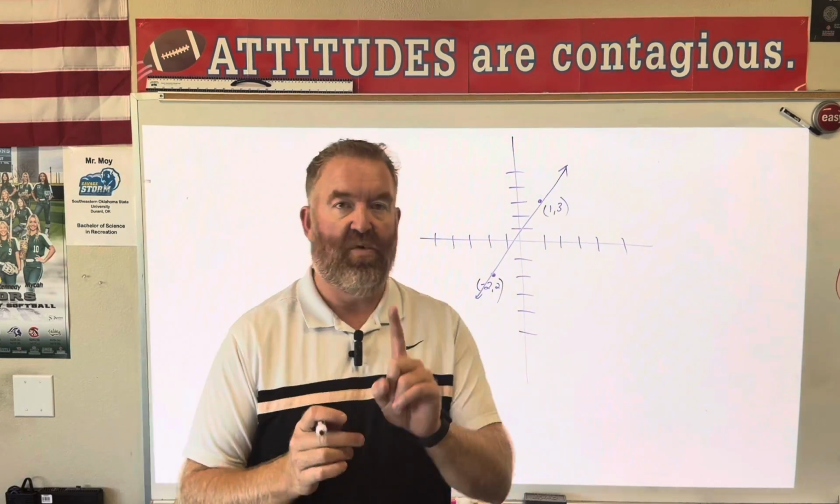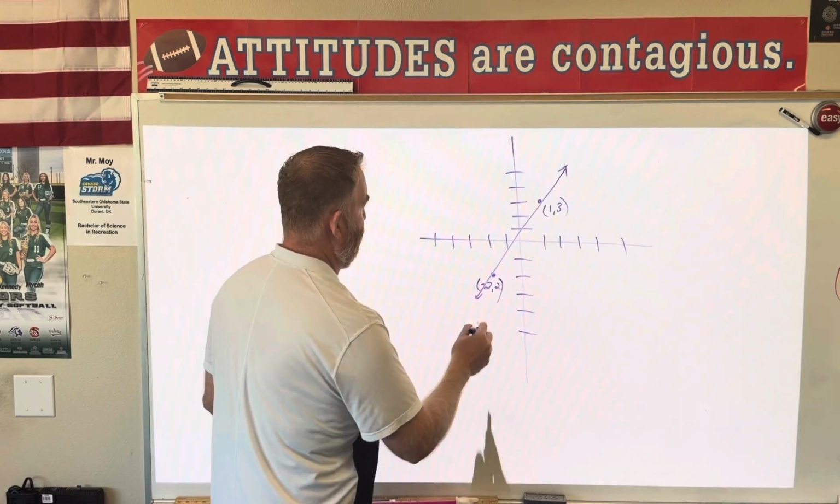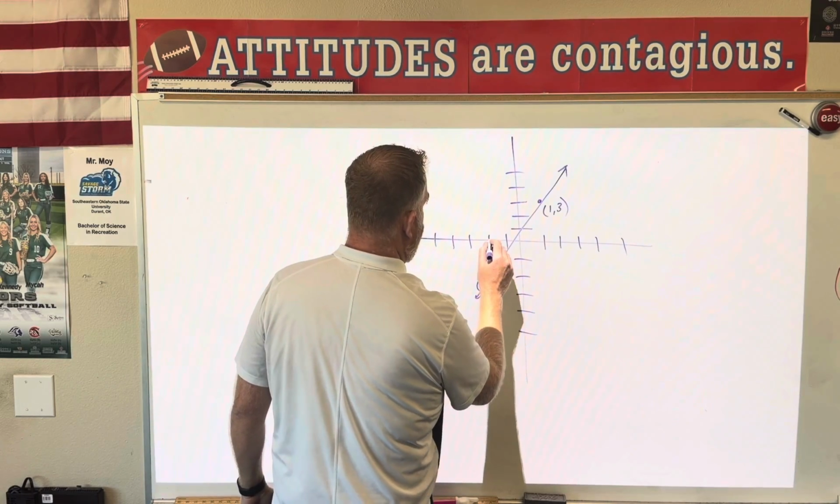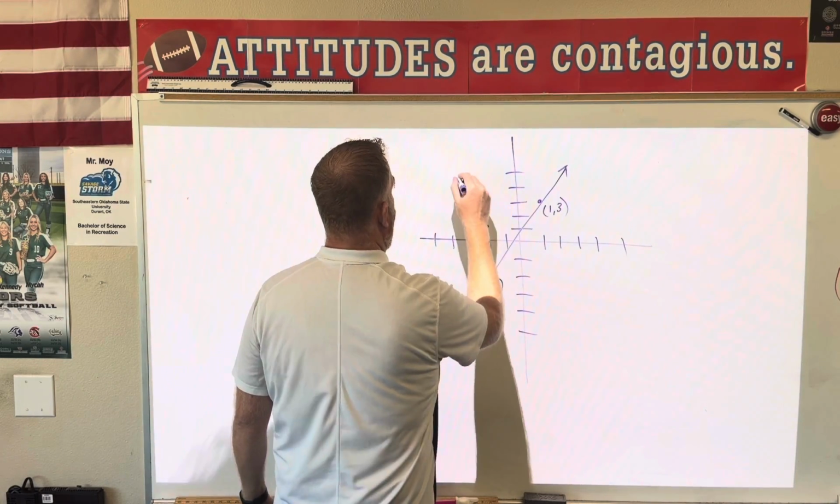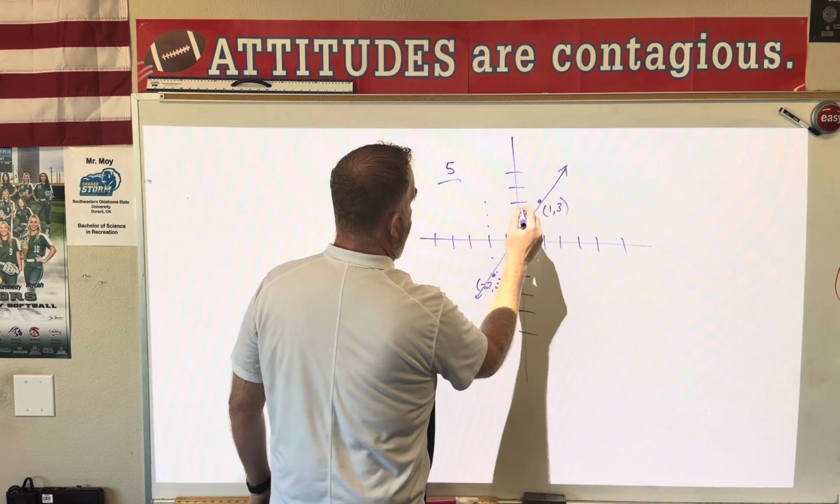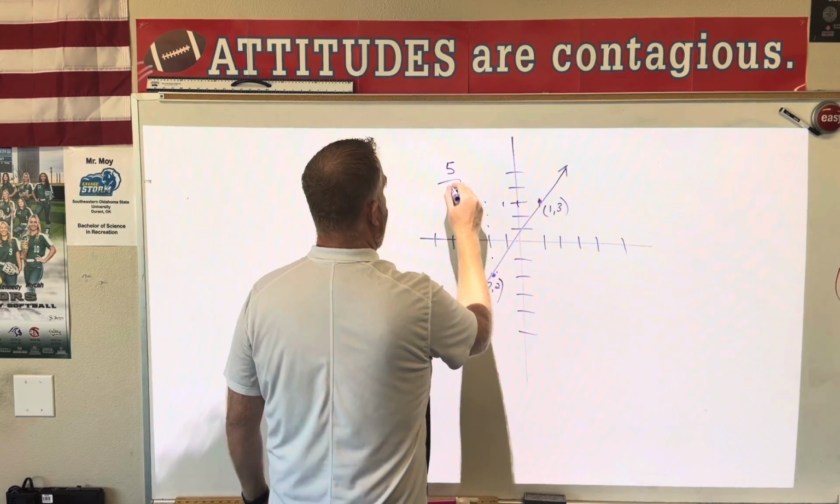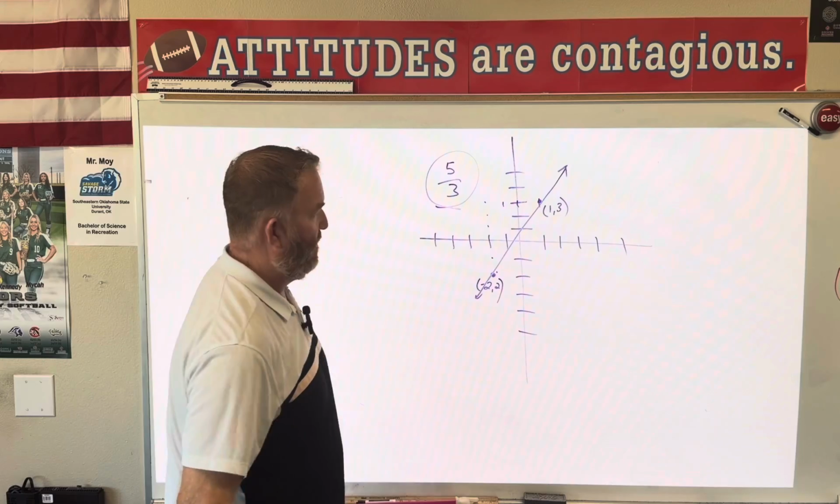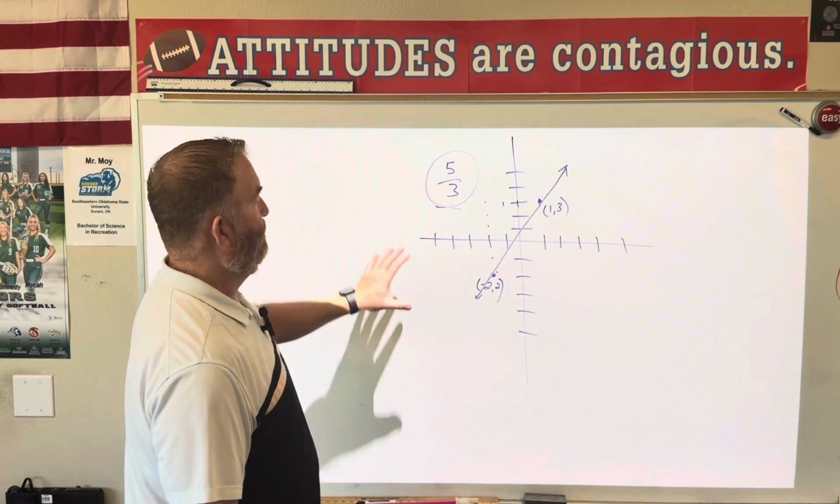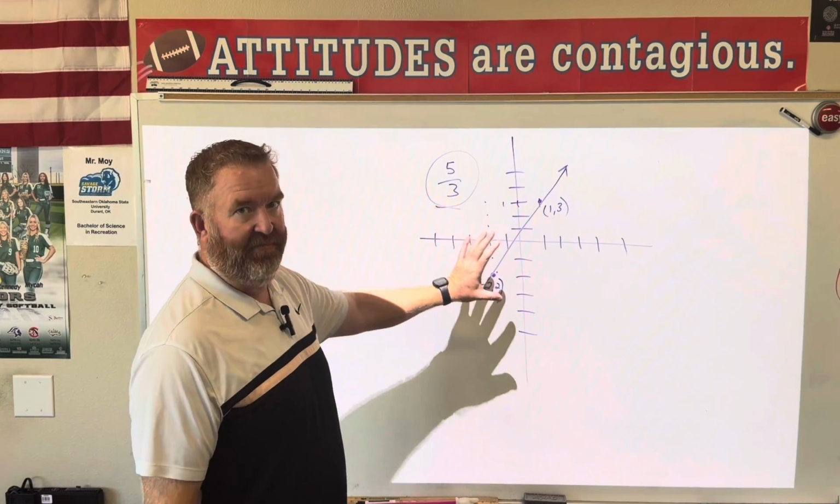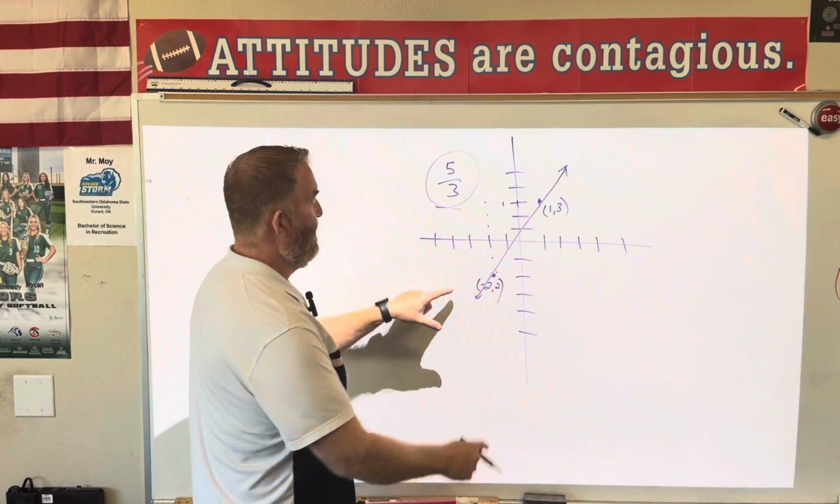You just have to, number one, you have to find the slope, which isn't a big deal. You just count rise over run. So up 1, 2, 3, 4, 5. So we went up 5 and over 1, 2, 3. There's my slope, okay?